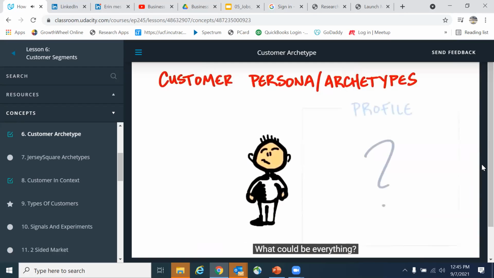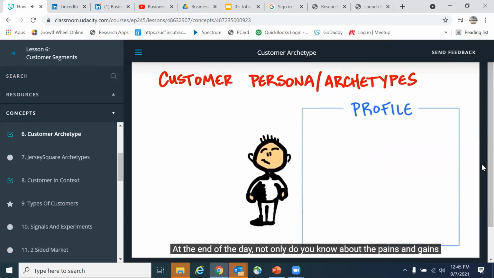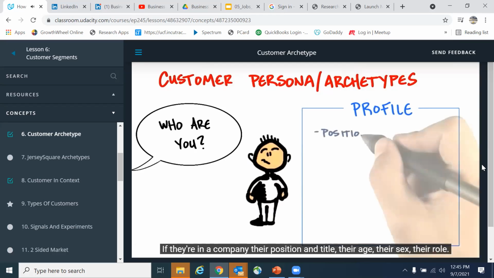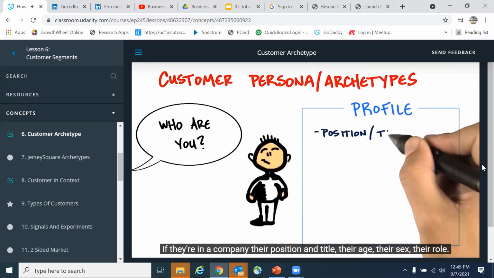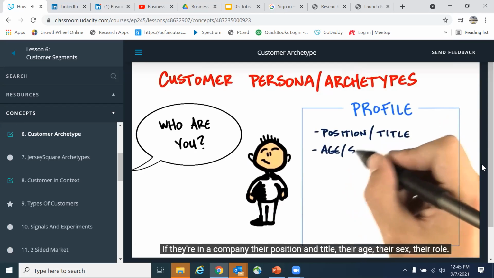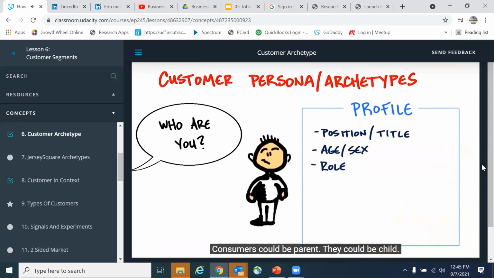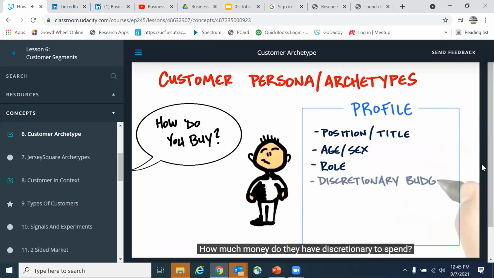So what could be everything? At the end of the day, not only do you know about the pains and gains of these customers, but you specifically know who they are. If they're in a company, their position and title, their age, their sex, their role, and consumers could be parent, it could be child. For a consumer, it could be housemate, etc. How do they buy? Where do they buy? How much money do they have discretionary to spend? And again, it's true in companies and it's true for consumers.